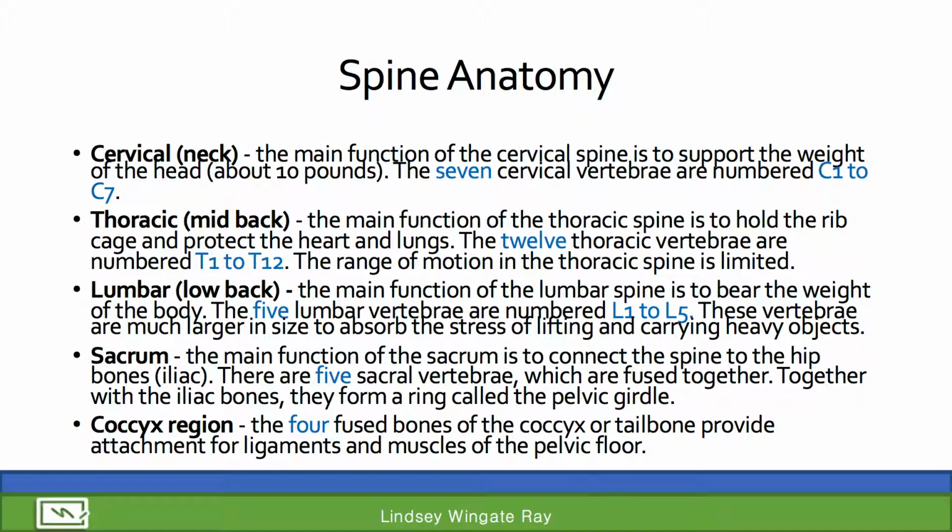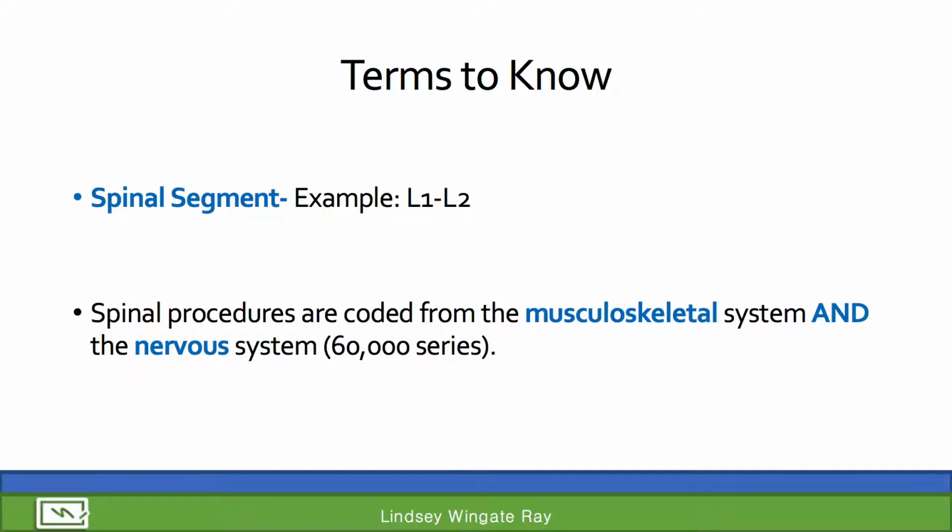And then you have the sacrum. The main function of the sacrum is to connect the spine to the hip bones. There are 5 sacral vertebrae, which are fused together. Together with the iliac bones, they form a ring called the pelvic girdle. Coccyx region: there are 4 fused bones in the coccyx, or tailbone, that provide attachment for ligaments and muscles of the pelvic floor. There are some terms you need to know before we start coding in the spinal section.